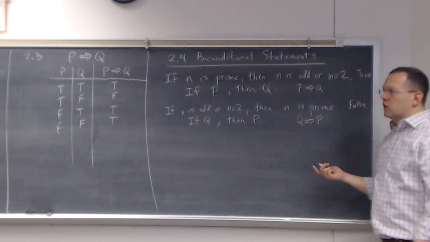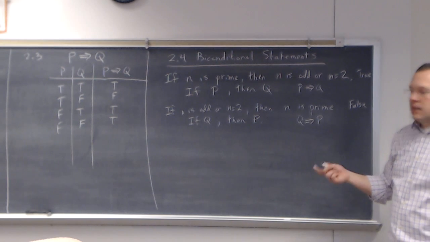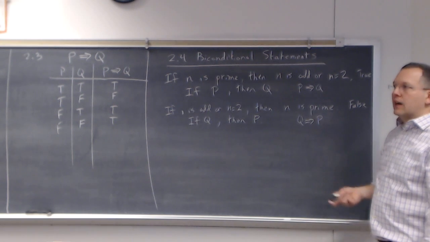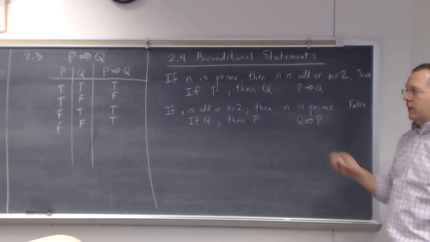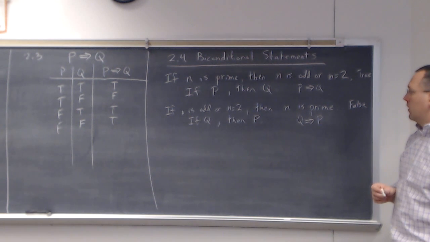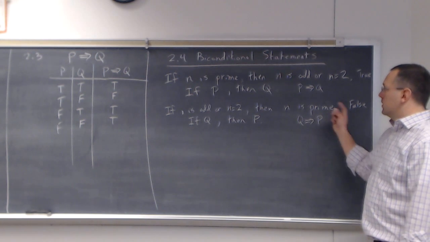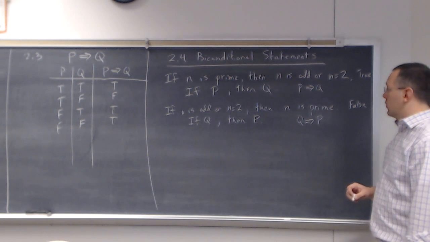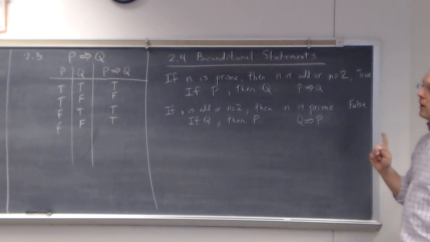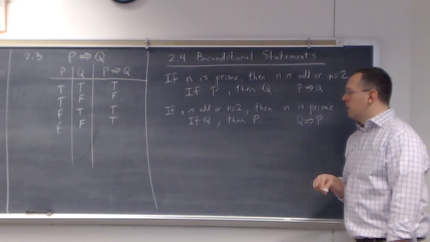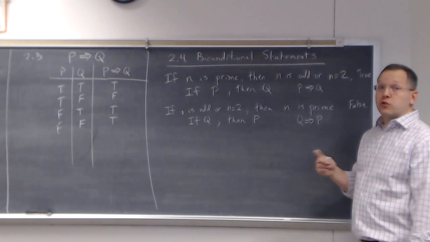One's true and one's false, so clearly they can't mean the same thing. P implies Q is not saying the same thing as Q implies P. These statements mean totally different things. So it's very important that you get your implications in the right direction. P implies Q is not the same as Q implies P. But there are some statements for which P implies Q and Q implies P are both true statements.